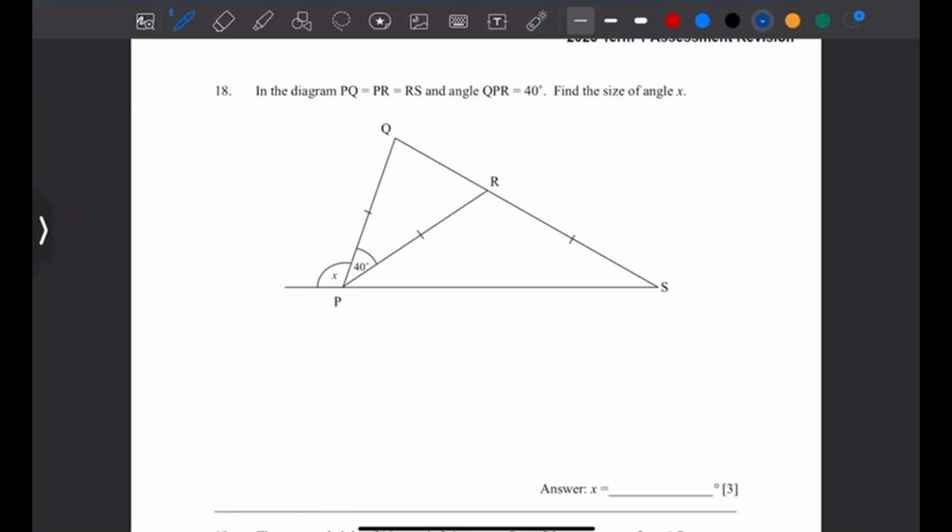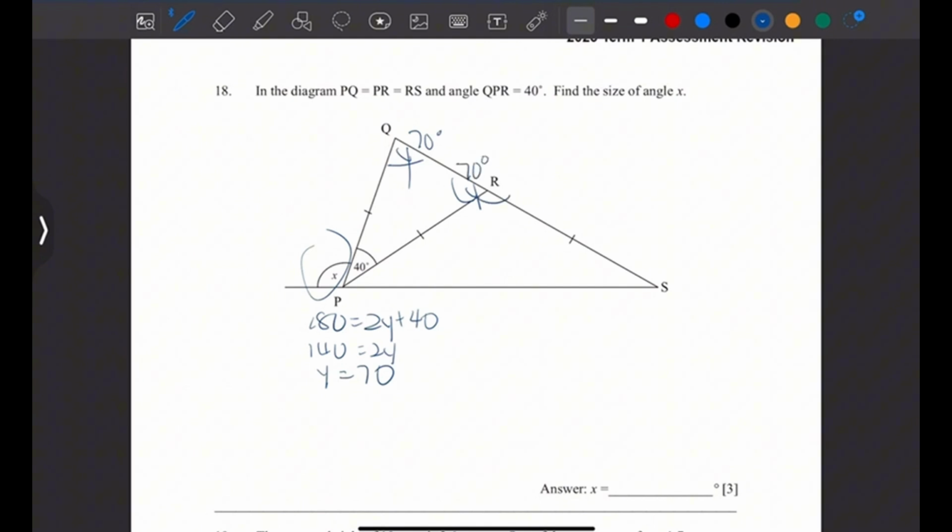Question 18. In the diagram, PQ equals PR equals RS, and the angle QPR equals 40 degrees. Find the size of angle X. Alright, since PQ equals PR, we can see that it is an isosceles triangle. So the equation will be 180 equals 2y plus 40, 140 equals 2y, and y equals 70. So both of these are 70.